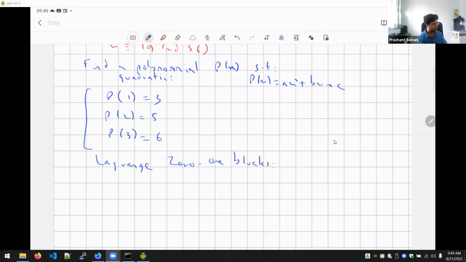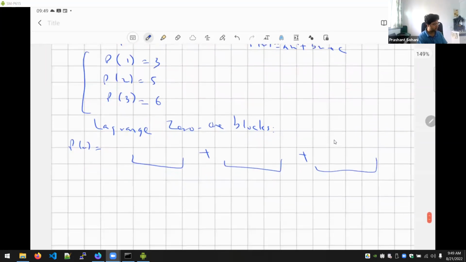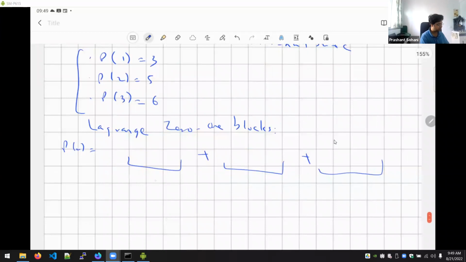The idea is this way. I would like to write a polynomial as a sum of 3 different terms, such that I only care what happens at these 3 values, p1, p2, p3. I don't care what happens at all the other terms. So I want to ensure that if I put x equal to 1, this first term will be 1, this other term will be 0, and this term will be 0, and into 3 obviously. So I'll have something times 3, something times 5, and something times 6. That is how I want my expression to be.